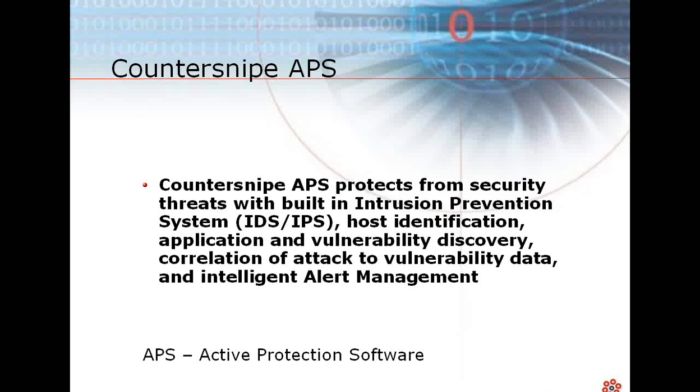We develop CounterSnipe APS, which is the Active Protection Software. APS is network security software that includes a number of different modules: intrusion prevention system, host identification, application and vulnerability discovery, correlation of attack to vulnerability data, and intelligent alert management. Now that is a mouthful, but CounterSnipe software is a very comprehensive product, and it has a lot of features and a lot of different modules integrated into one single suite of software.